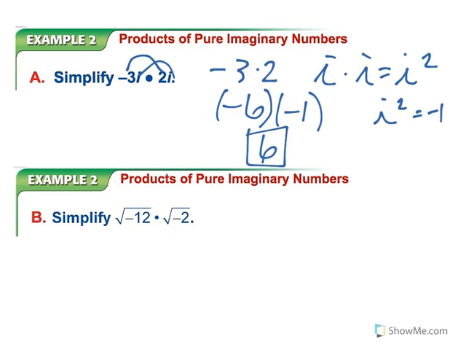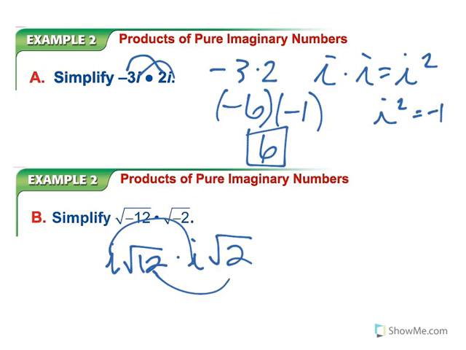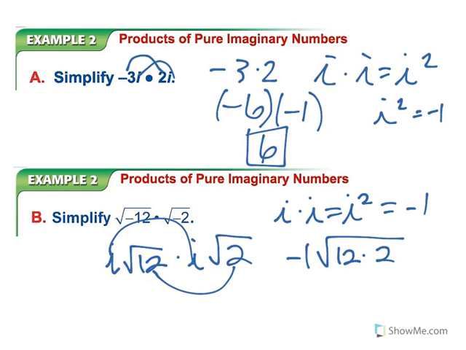The next one, we have products of pure imaginary numbers. We need to first take the negatives out of our square root. So we're going to rewrite this as i times the square root of 12 times i times the square root of 2. Now we can take our i's and multiply them together, and take our 12 and our 2 and multiply them together. We get i times i, which is equal to i squared, which is equal to -1. So we have -1 times the square root of 12 times 2 on the inside, which happens to be 24.